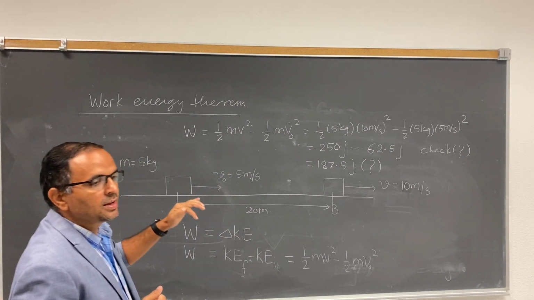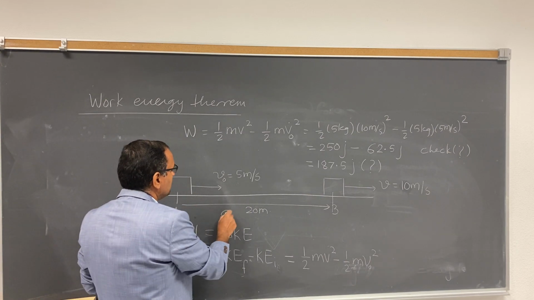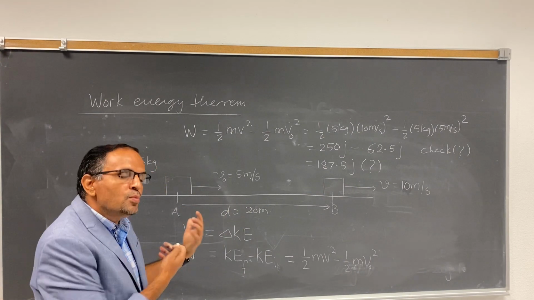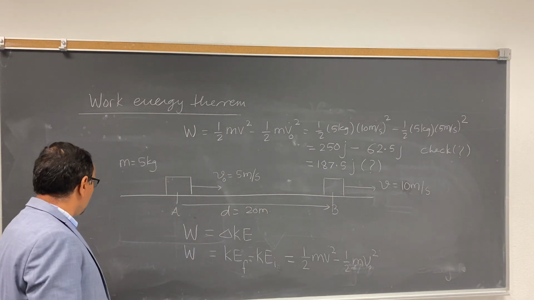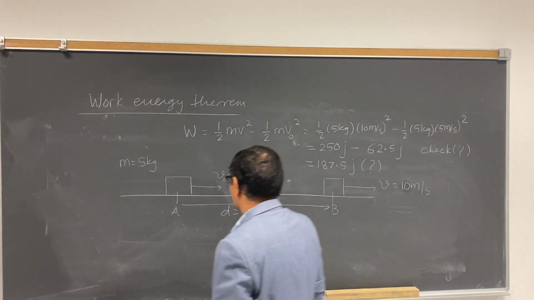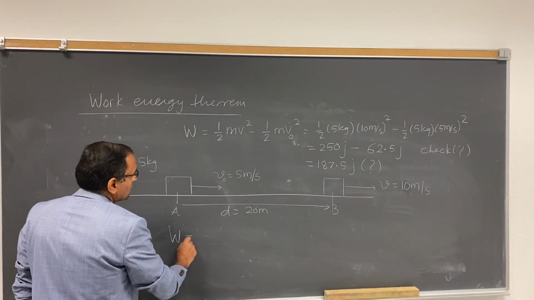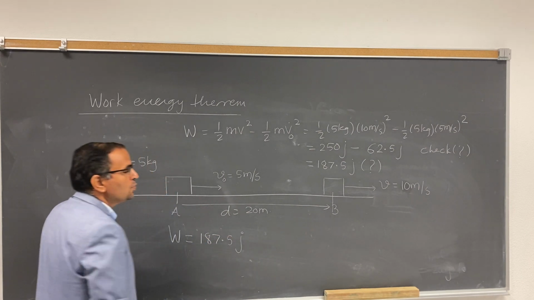First you do this. Now the second part, the displacement is given. Your displacement D is now 20 meters. How much force do you apply there? Calculate the force. Again, this is simple. You have the work done, your work done is 187.5 joule.